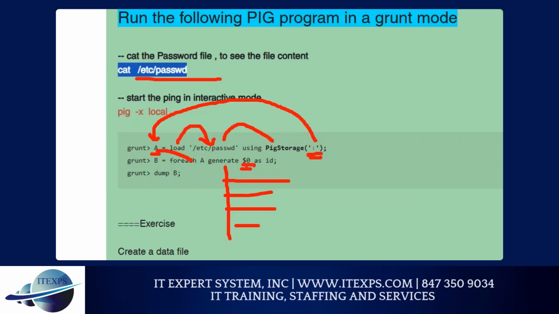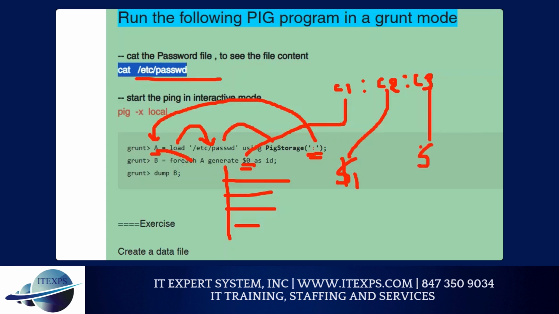How do I get the first column? Because this is going to use the separator. So example, column 1, and then your column 2, then column 3. So the first column will be $0. The second one will be $1. The third one will be $2. And we are giving them English names because $0 no one will know. So we are saying ID. So we are giving this column the name ID. And dump B will display the value.